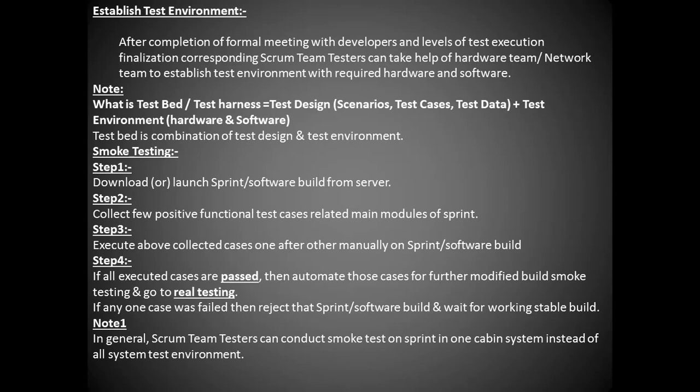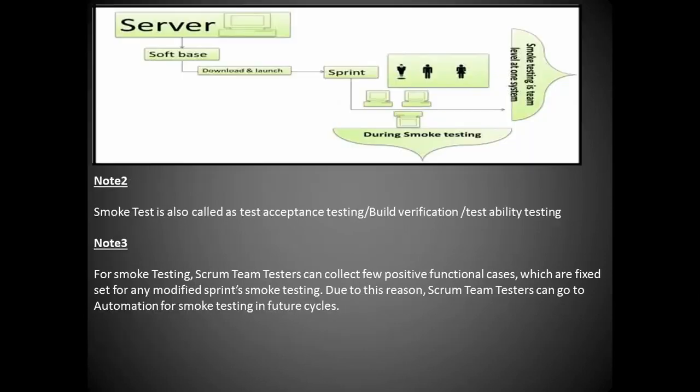In general, Scrum team testers can conduct smoke tests on the sprint in one system instead of all the system test environment. Here the server software is downloaded and the sprint launched. During the smoke testing, we are going to be sitting at one table itself. Smoke testing is done at the team level on one system itself.